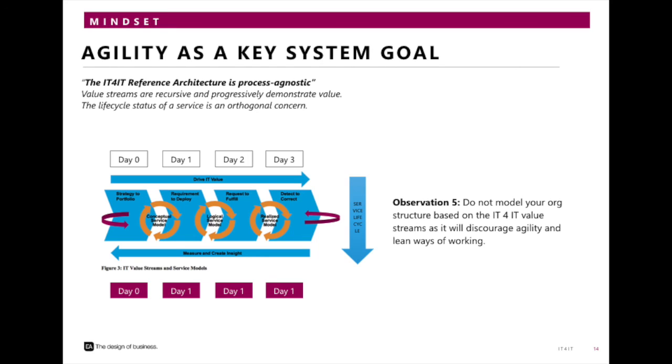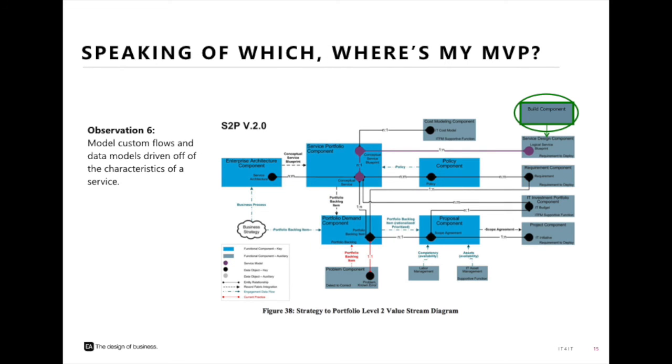The actual life cycle status of a service could sometimes be considered an orthogonal concern, in the sense that you could take an idea, prototype it, pilot it, and get it into a production-like environment very quickly, and then mature. So the teams that you set up to do that shouldn't be modeled directly on the detect to correct. So speaking of which, where's my MVP?